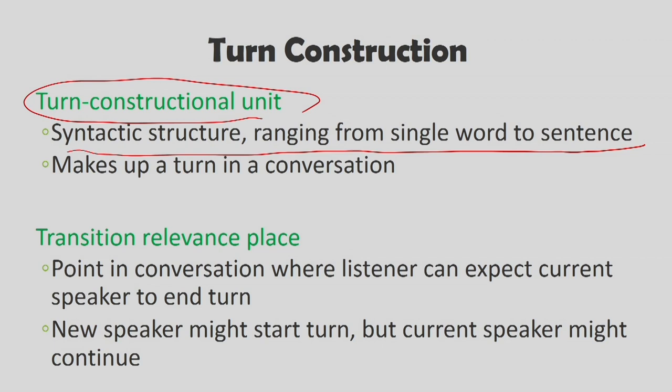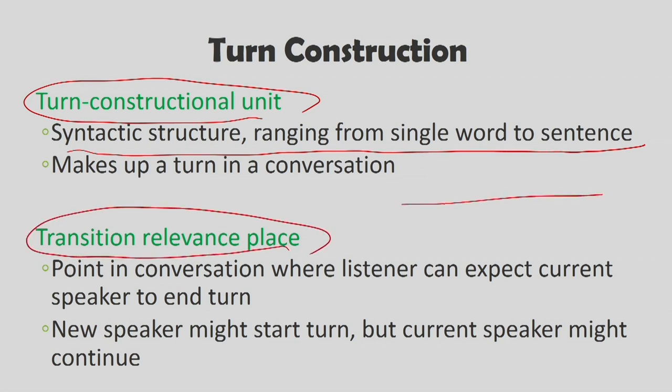Now, the end of each turn constructional unit consists of something called the transitional relevance place. In a conversation, if this is my turn, the end of this turn constructional phrase marks the end of my turn. After this comes something called the transitional relevance place. So, the end of each turn constructional unit consists of a transitional relevance place. This point is called the transitional relevance place.